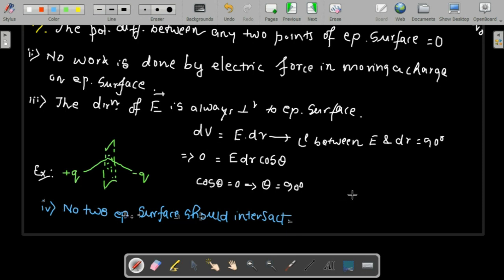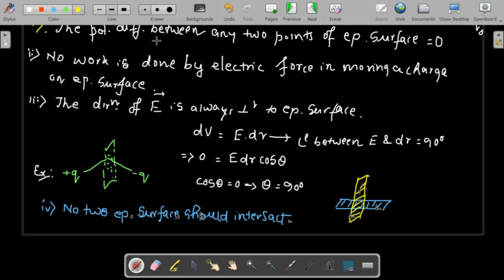Now we know that the angle between the electric field and the surface is 90 degrees in an equipotential surface. So let's draw one equipotential surface. Let's say this is one equipotential surface, and let's draw another equipotential surface which is intersecting with this. To prove it, let's imagine that this is intersecting with this equipotential surface.